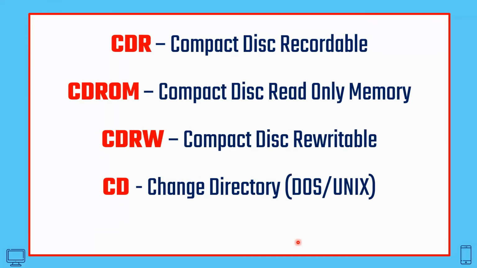Next, CDR, compact disc recordable. It means it is a digital optical disc storage format. It is a compact disc that can be written once and read many times. And next, CD-ROM, compact disc read-only memory. These types of disks are created commercially and you cannot save data to them once they have been created.